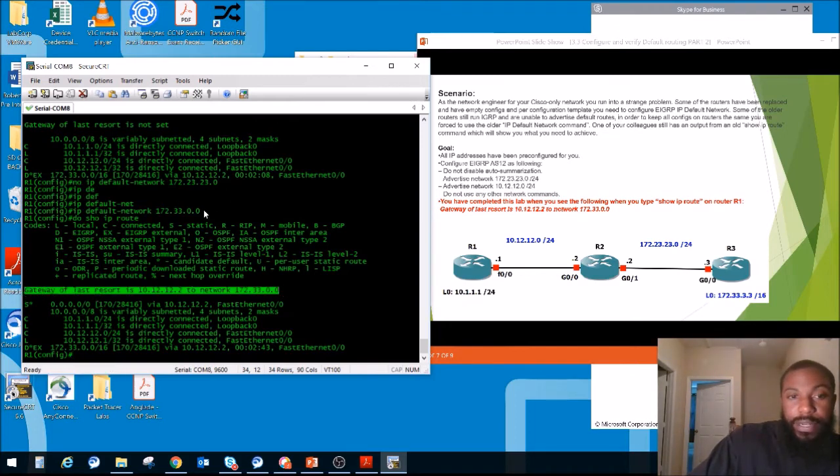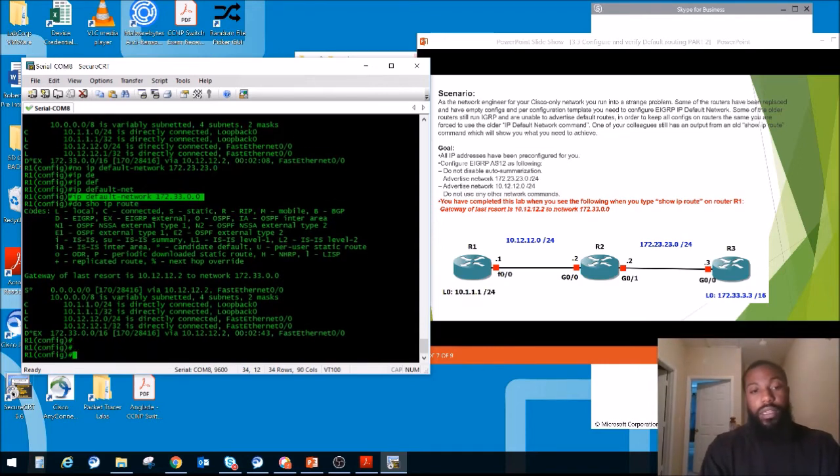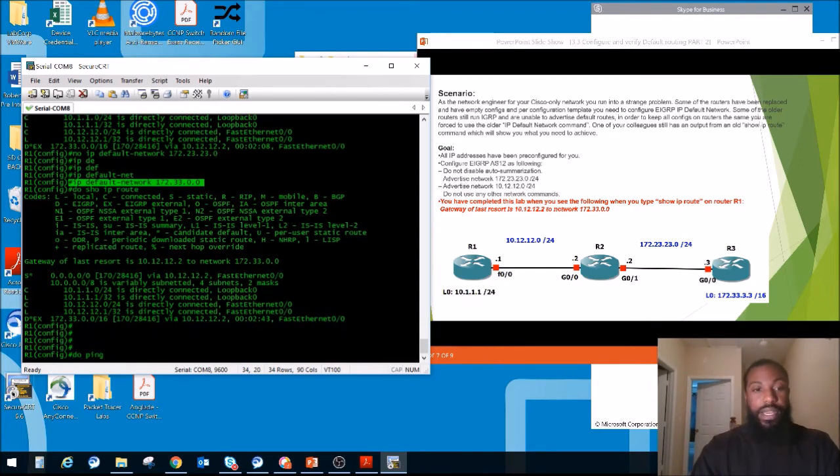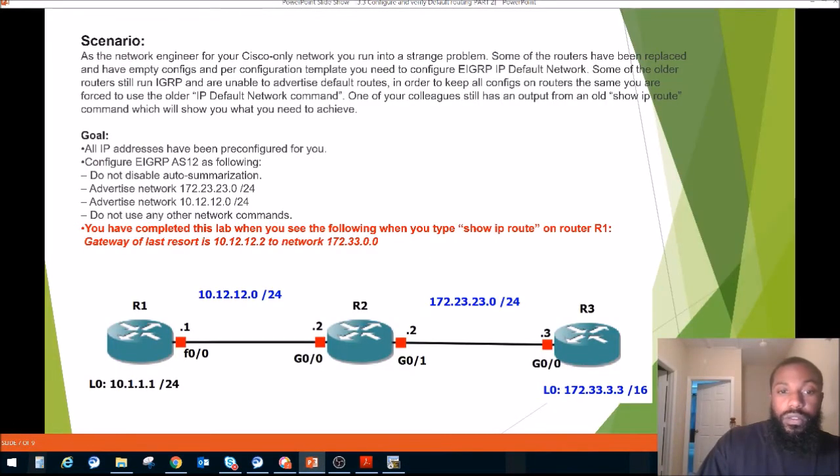So basically, we had to do this command right here. I think we put it on router 2 and we put it on router 1. We probably didn't need to put it on router 2. Can we ping router 3 now? 172.33.3.3. And we can. Good to go. So let's move along. That was pretty hard. It wasn't that hard, but I just had to remember how to do it.